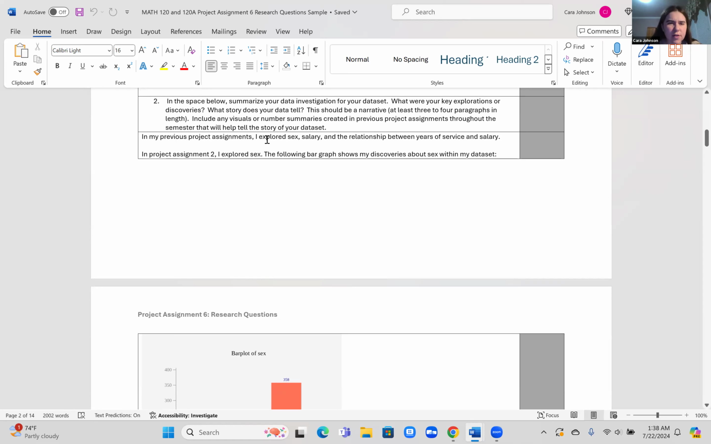So in my previous project assignments, I explored sex, salary, and the relationship between years of service and salary. So these were the variables that I explored: in project 2, I explored sex. In projects 2 and 4, I explored salary, and in project 3, I explored years of service and salary, the connection between them. And then I also did a confidence interval on salary in my project number 5. And I also happened to do one on sex too.